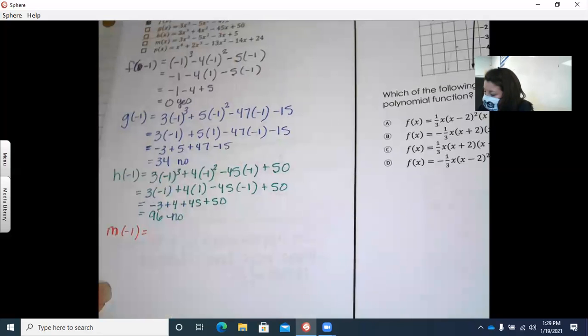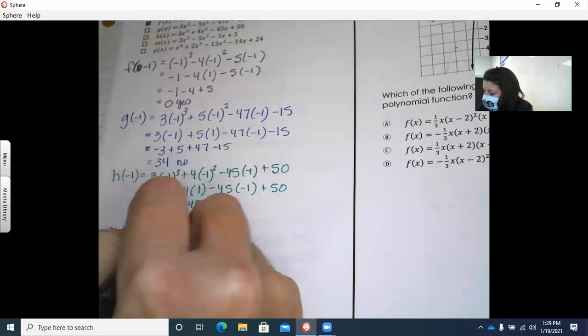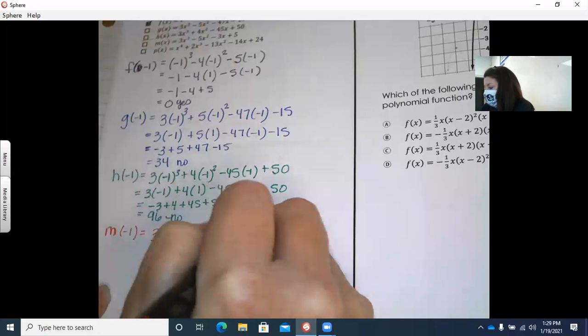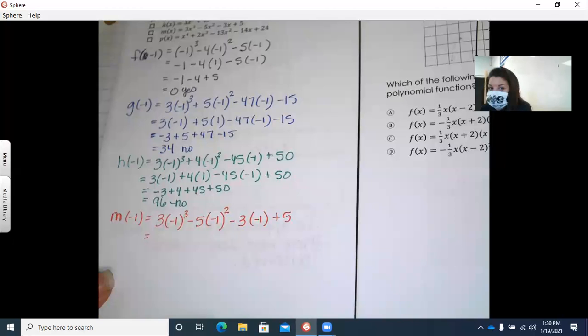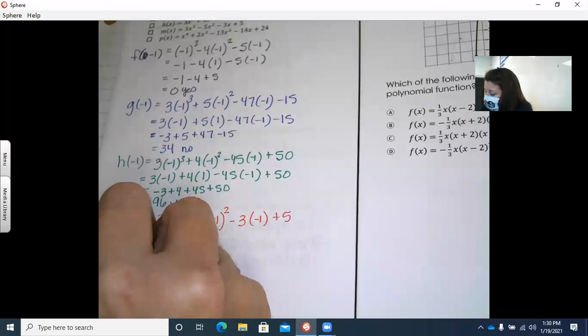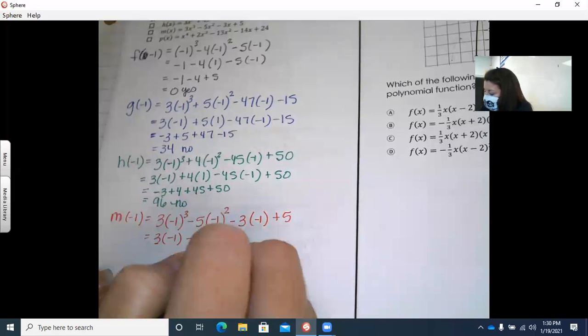So that's 3 times negative 1 quantity cubed minus 5 times negative 1 quantity squared minus 3 times negative 1 plus 5. Again, nothing to simplify inside the parentheses, so I'll do exponents. Do not do 3 times negative 1 first. Multiplication does not come before exponents. So what is negative 1 quantity cubed? Negative 1. Negative 1 quantity squared is positive 1.